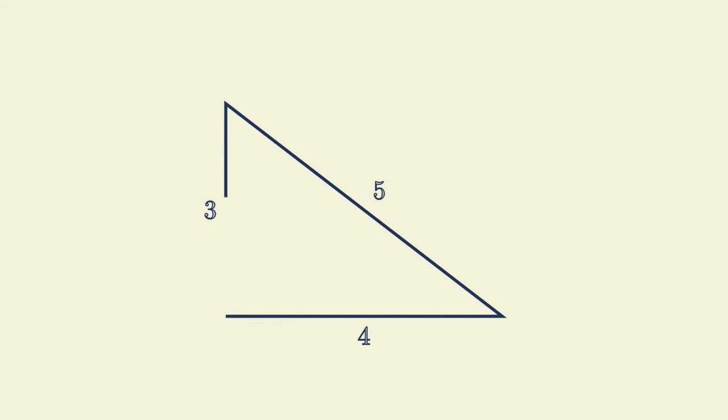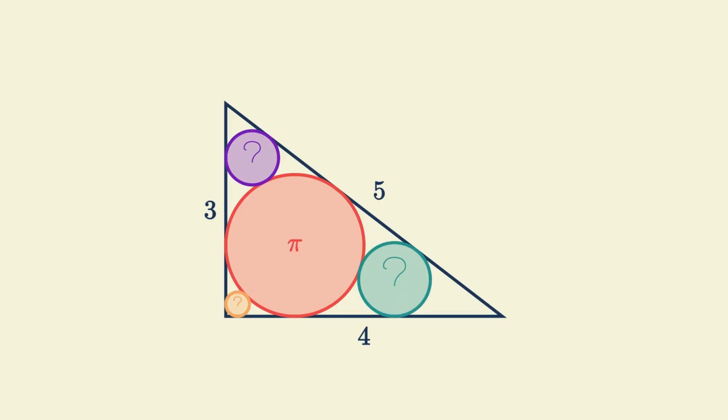Here's a fun geometry fact. In a 3, 4, 5 right triangle, the area of the incircle is exactly pi. Now let's make things more interesting. We can fit 3 more circles inside the triangle, each tangent to 2 sides and the incircle. The challenge is, can you find the areas of all 3 smaller circles?